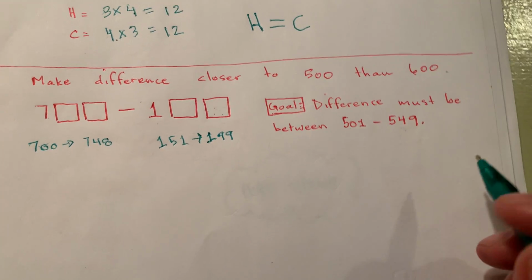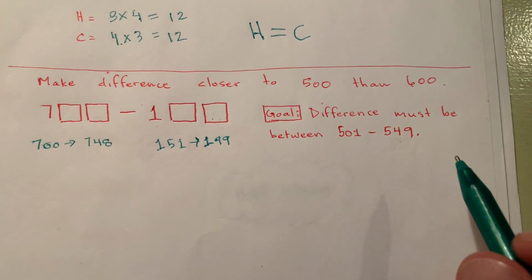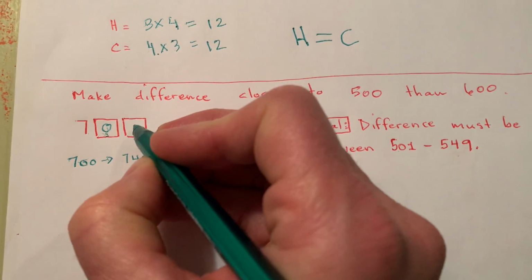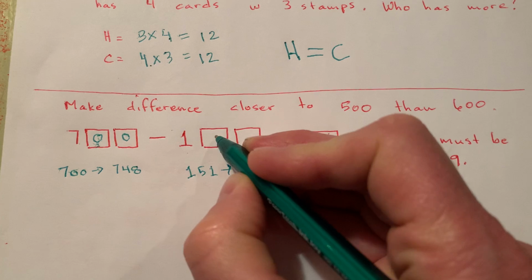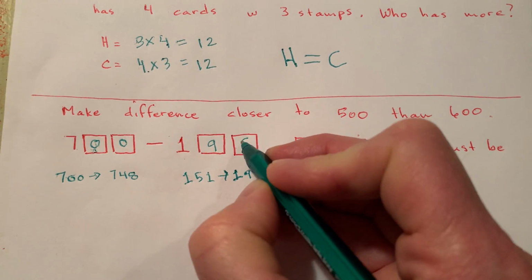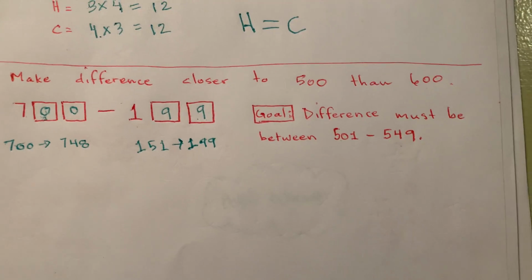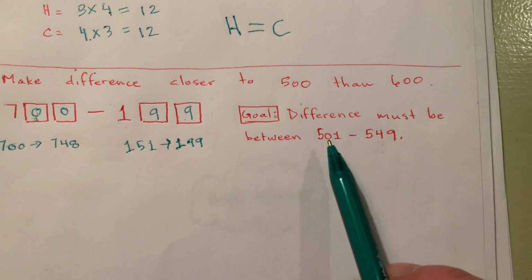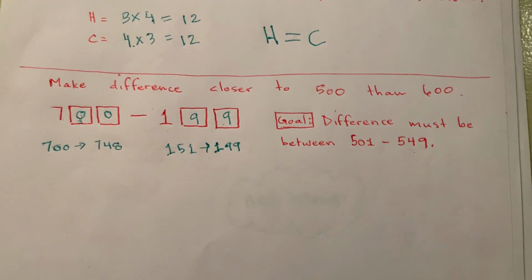But just to make it as close to 500 as possible, I'm going to go ahead and do 700 minus 199. You can do any combination as long as your difference is between 501 and 549.